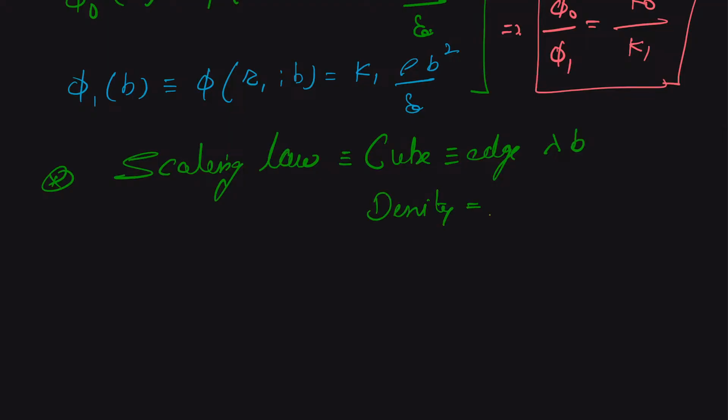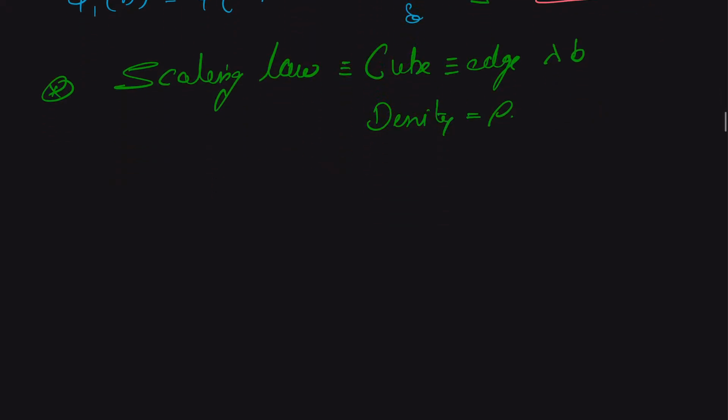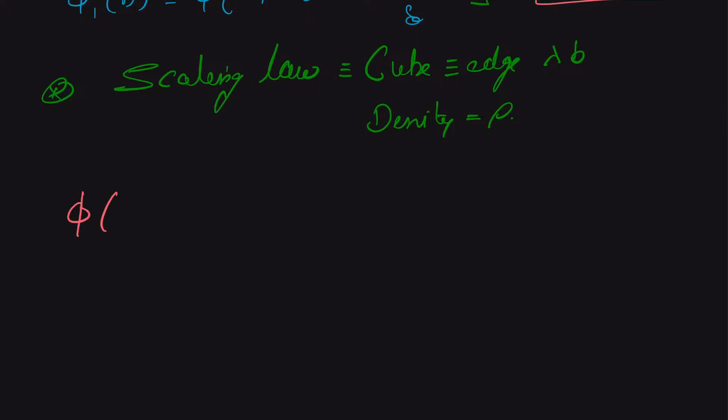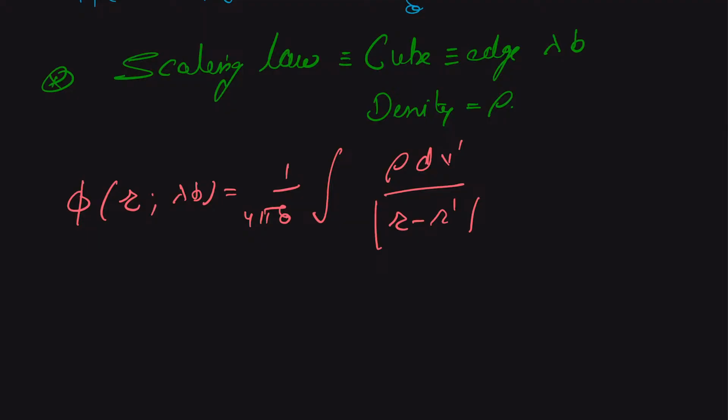The density is given as rho and it is not going to change. So we use the same definition of our flux, that is our phi at a distance r, but now with respect to a scaled version, which will be equal to 1 upon 4 pi epsilon naught, integral, and this comes as the same, with r minus r prime. Now this integral will be over our new cube, with side lambda b.